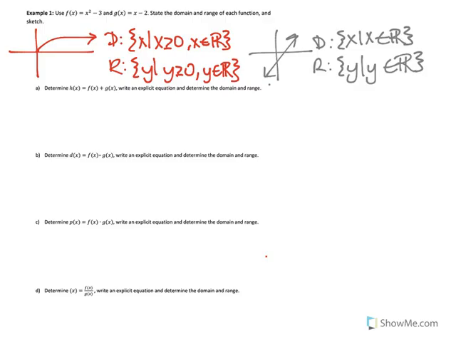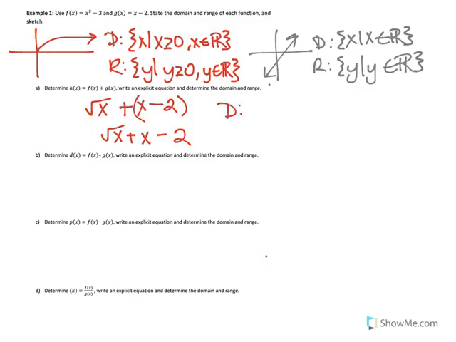Okay, so let's do f of x plus g of x. So we would do square root of x plus x minus 2. And that's our whole equation. So square root of x plus x minus 2.